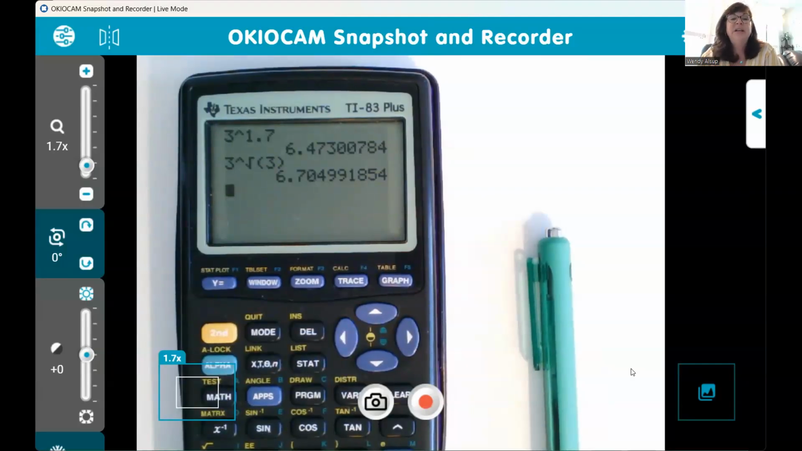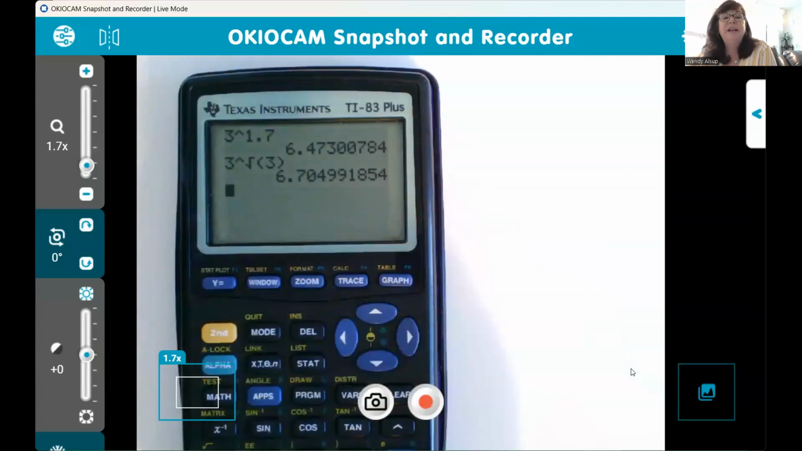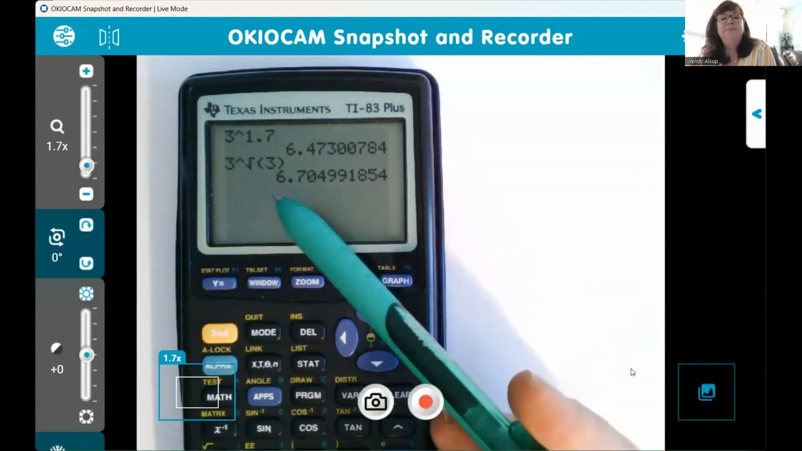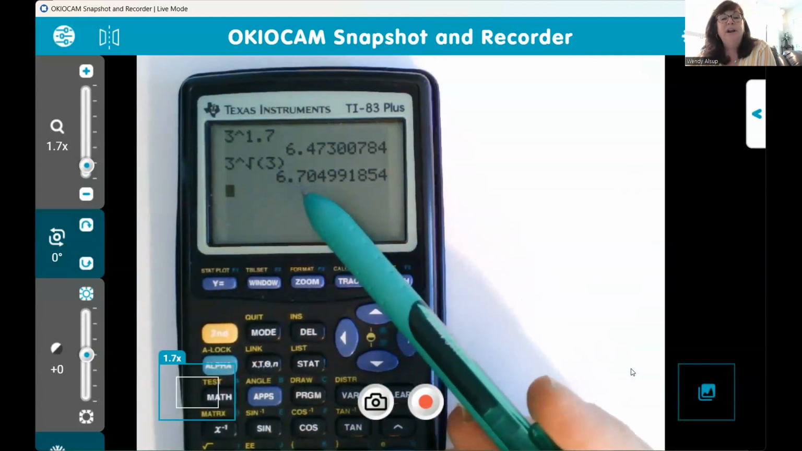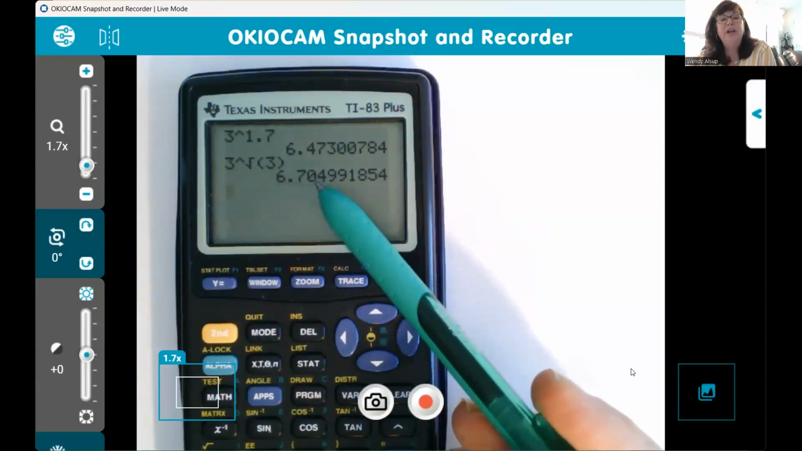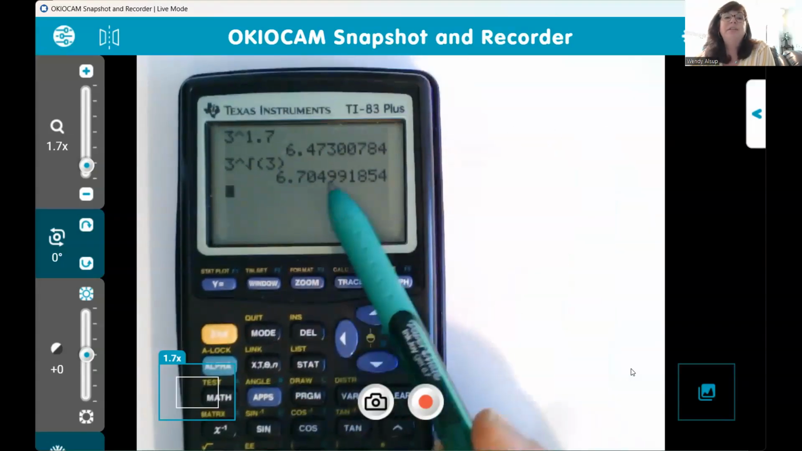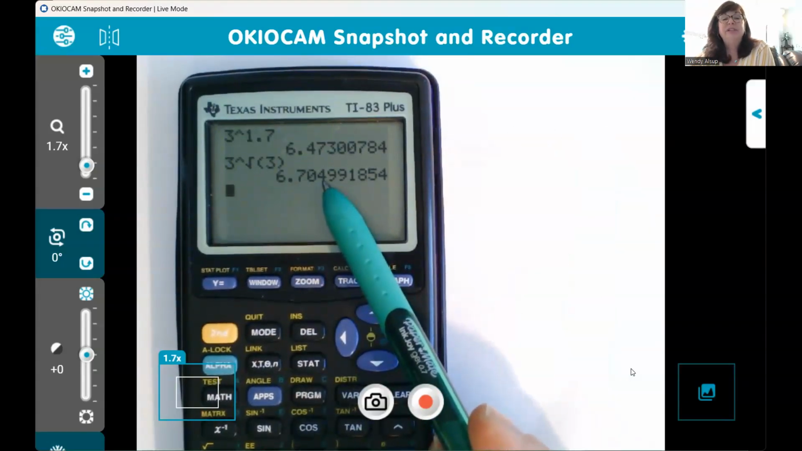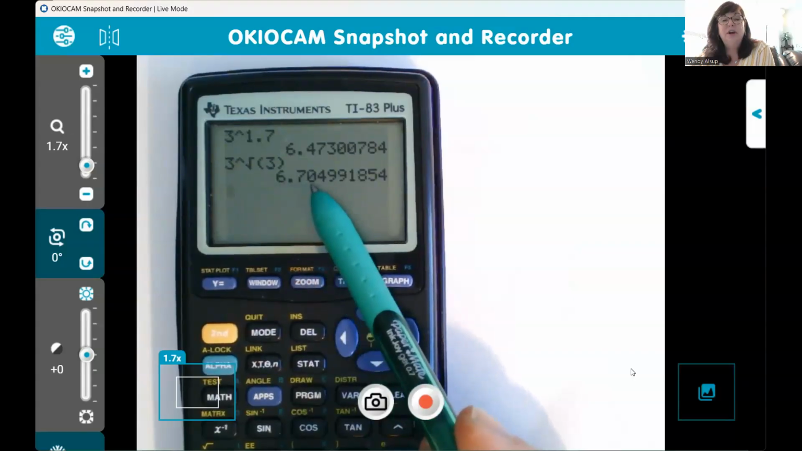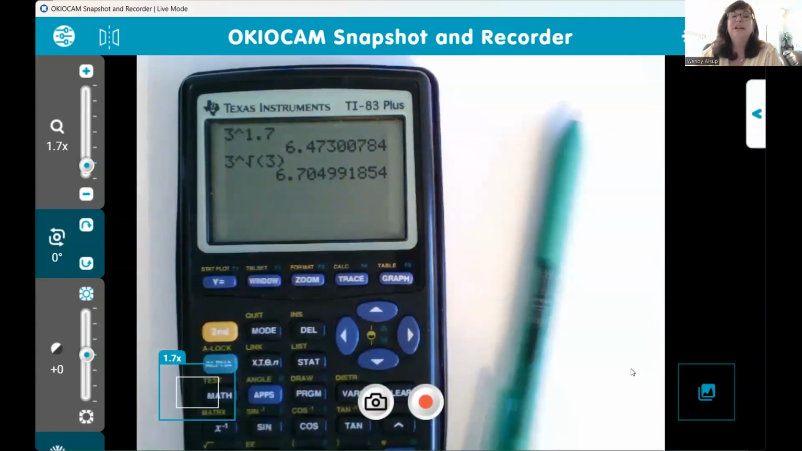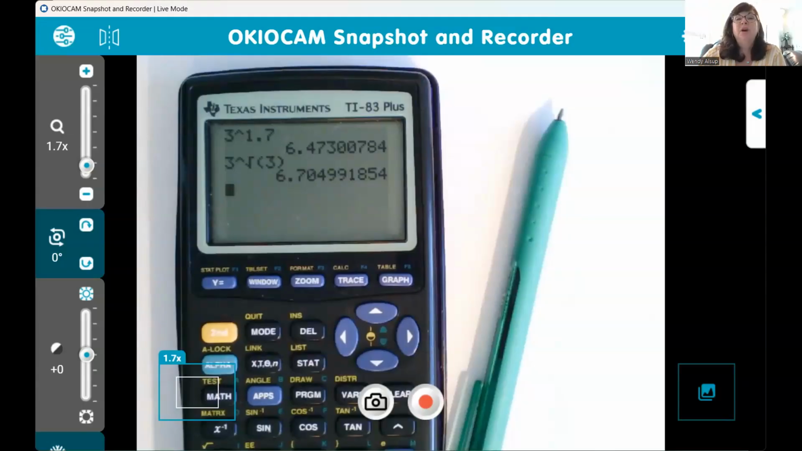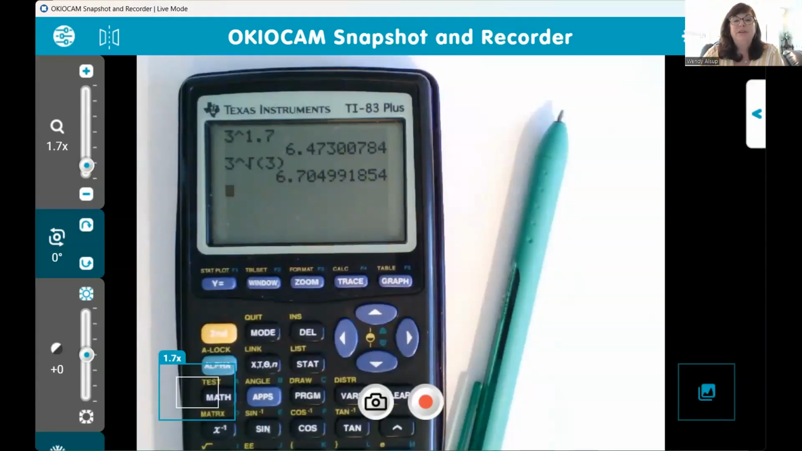But it's very easy to find these on your graphing calculator. And if you wanted to round it to the nearest tenth, it would be 6.7. If you wanted to round it to the nearest hundredth, it would be 6.70. If you wanted to round it to the nearest thousandth, it would be 6.705 because the 9 would make you round up. All right. Okay, back to PowerPoint. So that was not anything too hard there.